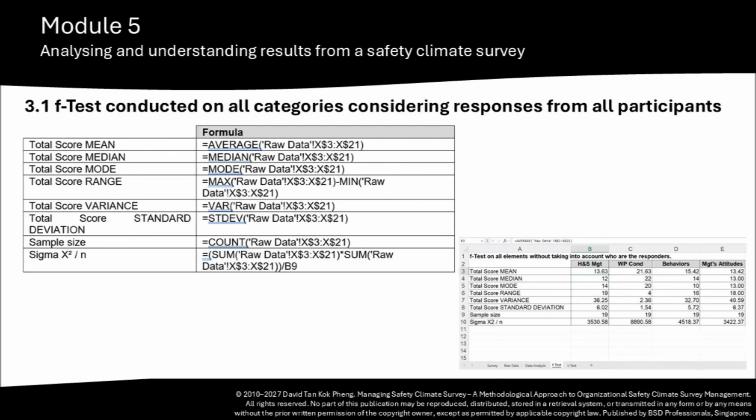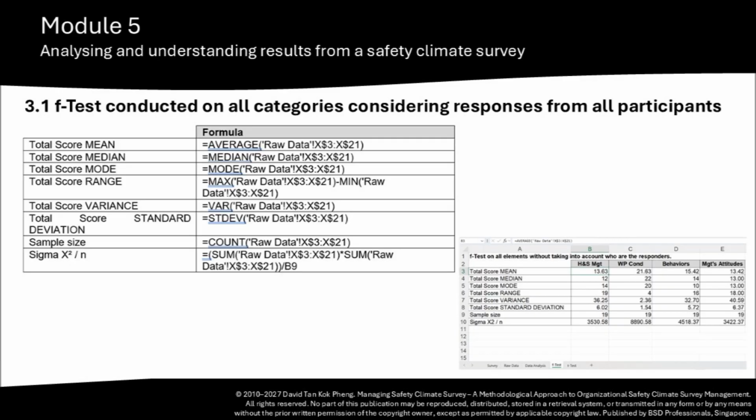In this section, we conduct the initial F-test analysis considering responses from all participants across all categories. The purpose of this F-test is to determine whether there are significant differences in perspectives regarding the four key constructs: health and safety management system, workplace condition, workers' safe behaviors, and management's attitudes, values, and beliefs.